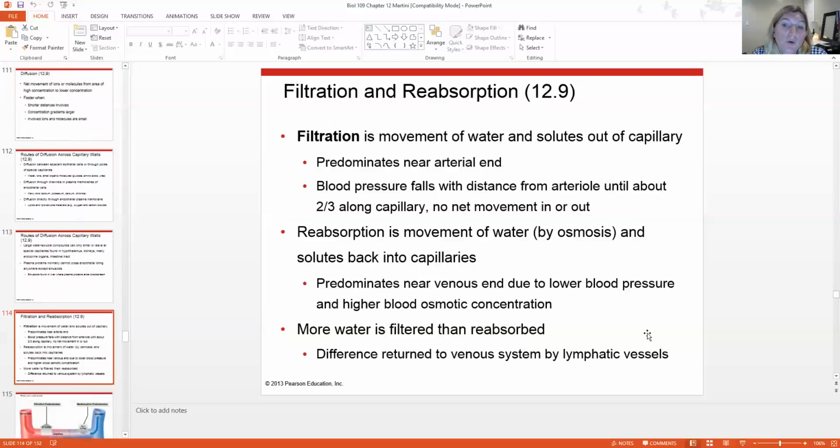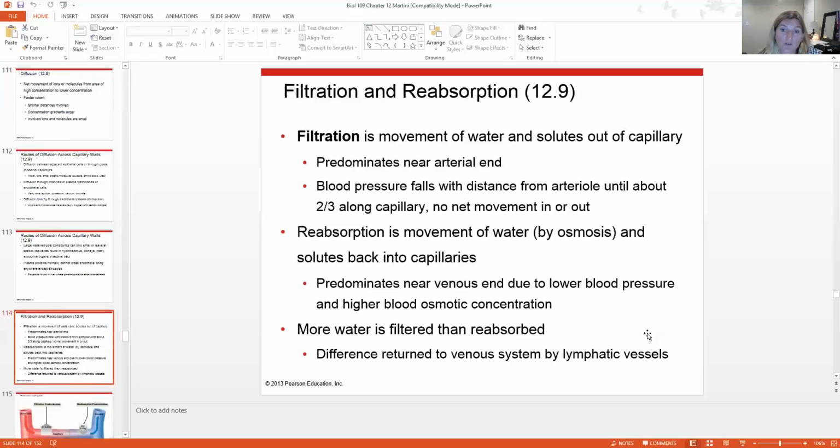Filtration is the movement of water and solutes out of the capillary. So this is predominant on the arterial end of the capillary bed. When the pressure falls with distance from the arterial end until about 2/3 along the capillary, then no net movement in or out will occur. Then reabsorption is the next step. Reabsorption is the movement of water back into the capillaries. This predominates near the venous end of the capillary bed due to a lower blood pressure and a higher osmotic concentration. So more water is filtered than reabsorbed.